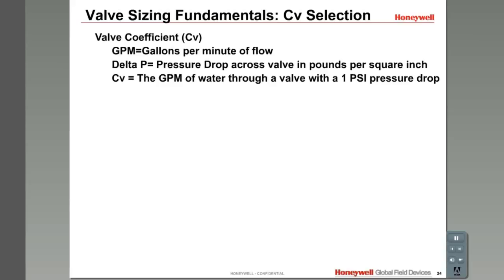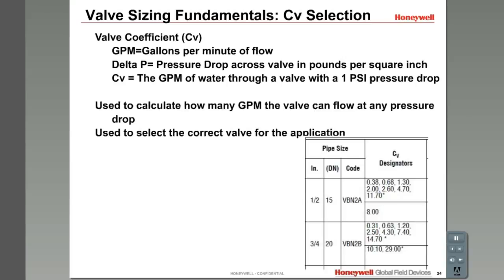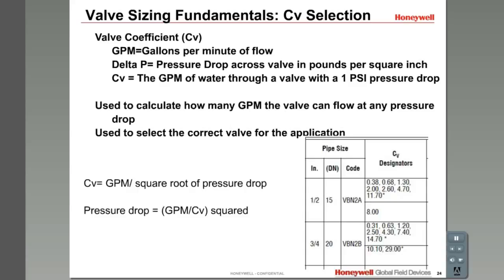As you can see in the chart, a valve of a certain size, say a ½ inch, is available in more than one CV. The valves with the higher CV have less resistance to pressure, or pressure drop, than the ones with a lower CV. This is critical in selecting the right valve.